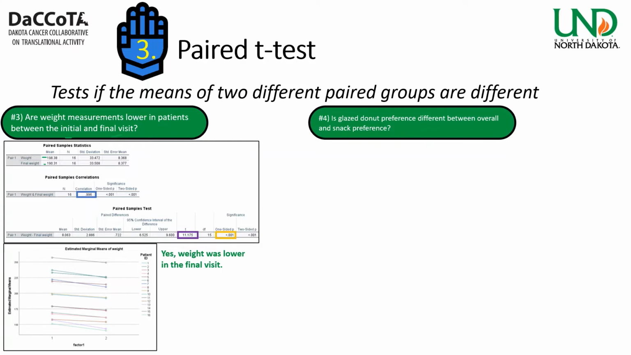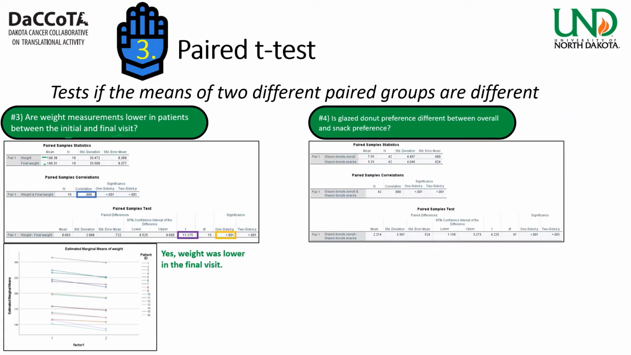Turning back to our snack food. Is glazed donut preference different between overall? So this is no longer in time like a lot of the ones before. These are between groups, between overall and snack preference. So you could say, do you like glazed donuts just overall, or do you like glazed donuts for snacks? So the same individuals are asked different questions about their preference for glazed donut.